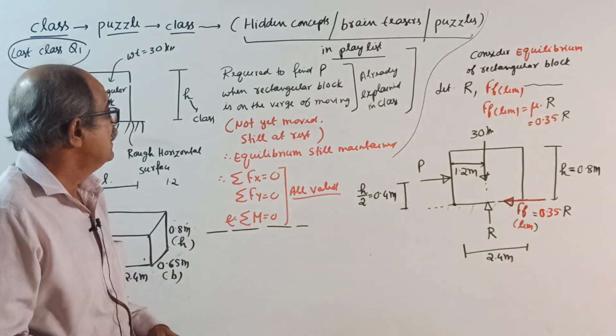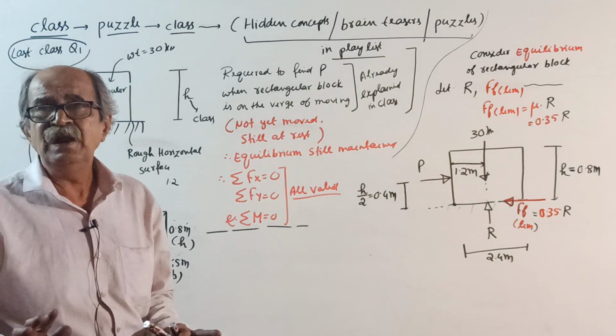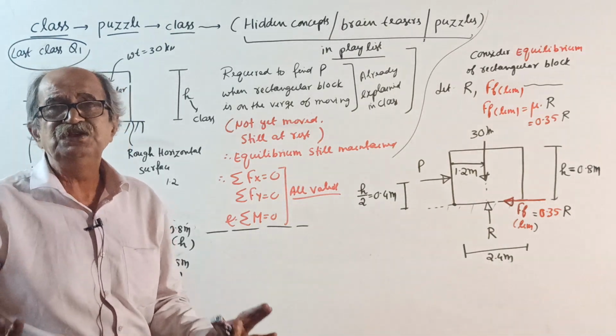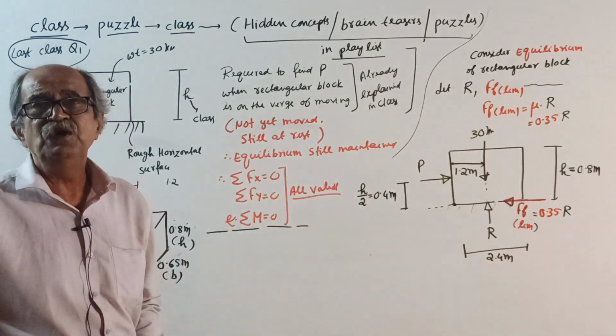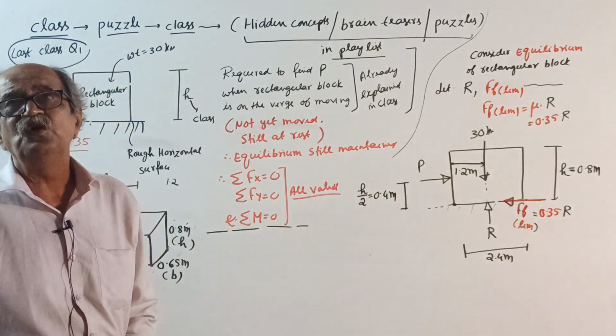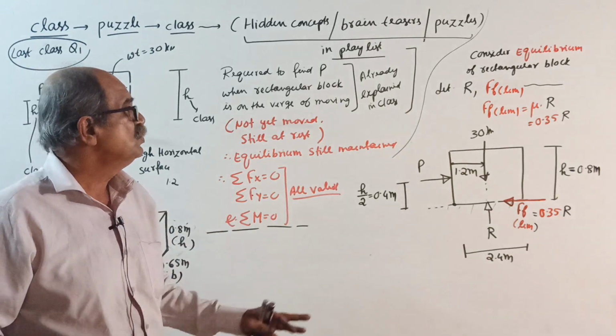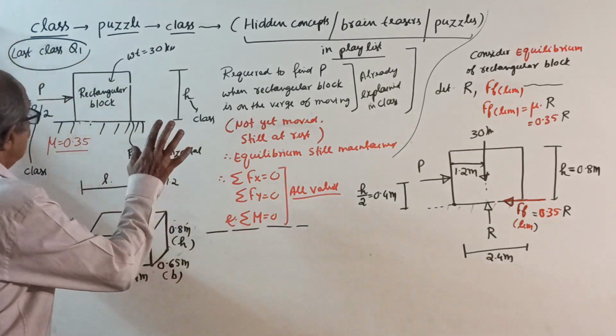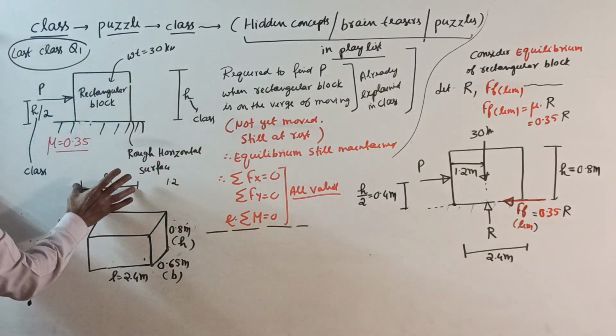If you remember, the answer came 10.5 kilonewton. 10.5 means it is on the verge of moving; more than 10.5 means it will move. So theoretically 10.5. Okay, now for that question, no dimensions are given.